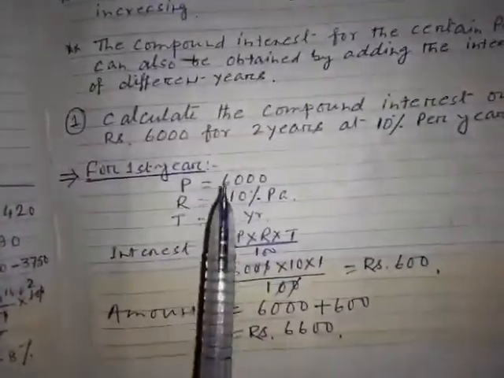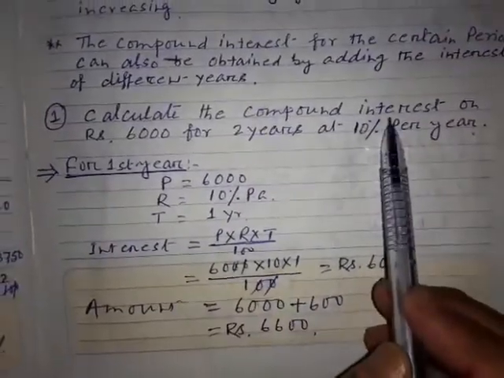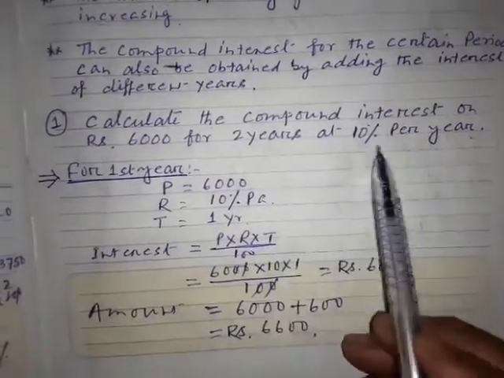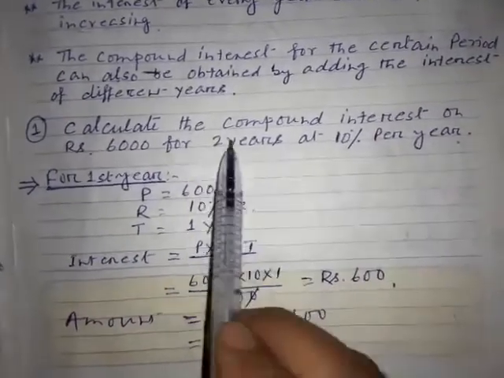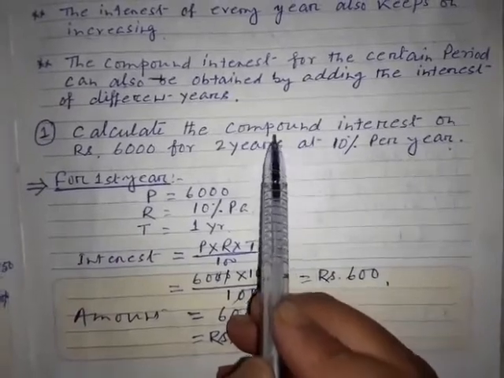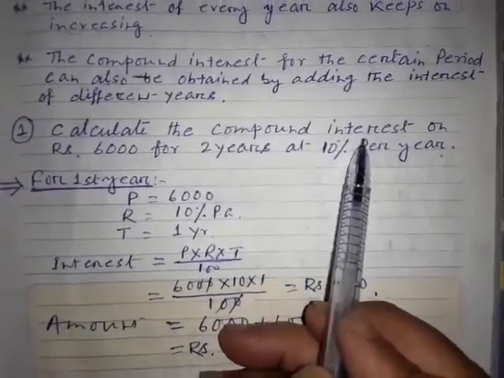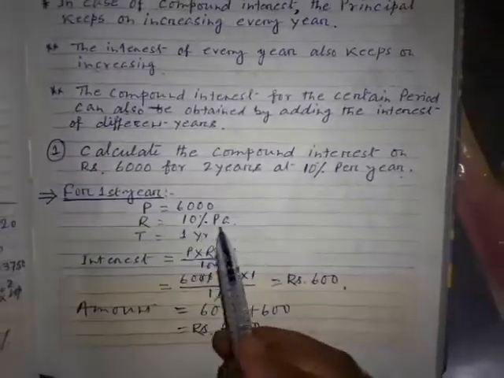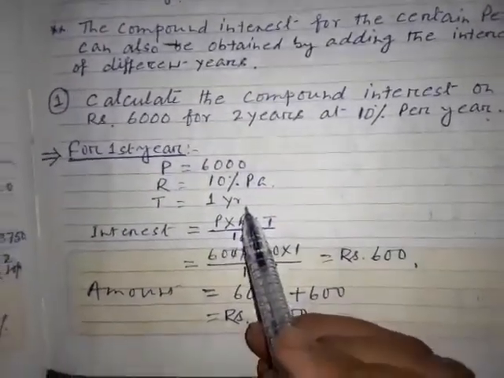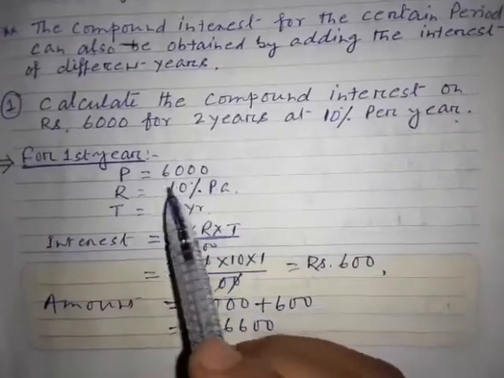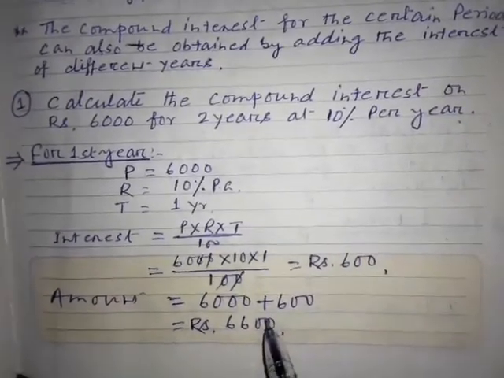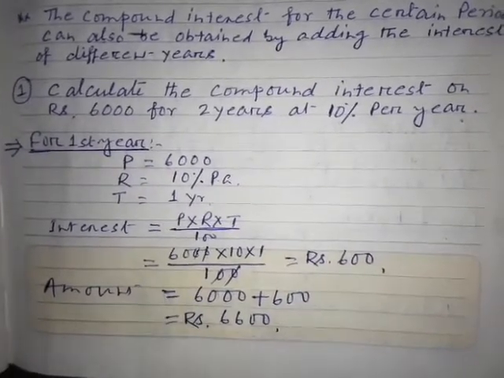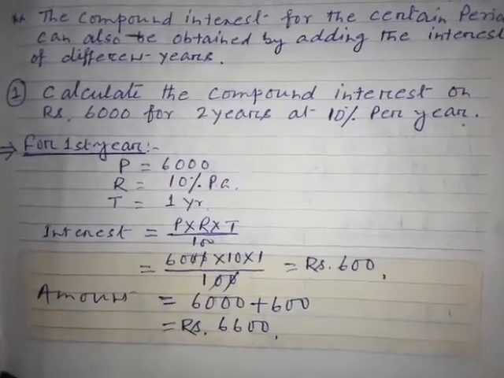So first problem I'm going to solve. Calculate the compound interest on rupees 6,000 for 2 years at 10% per year. Here the question says compound interest. If the question was about simple interest, what could have been done? You would write principal 6,000, rate 10%, time 2 years, and calculate the interest for 2 years. But in compound interest, I told you it is always calculated per year.